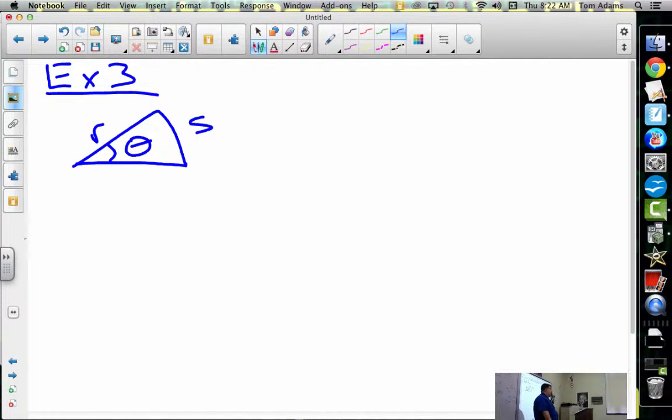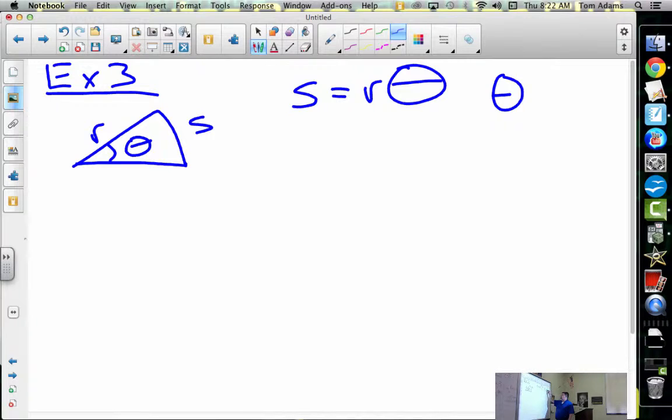And does anybody remember the mnemonic device Mr. Adams told you that you could use to help you remember the relationship, standing room only? So what that means is that the arc length, S, is equal to the radius times the measure theta. That's a mathematical relationship between all of those. But remember that theta must be in what? Radians. This formula only works if that's in radians. Okay? Degrees won't work.